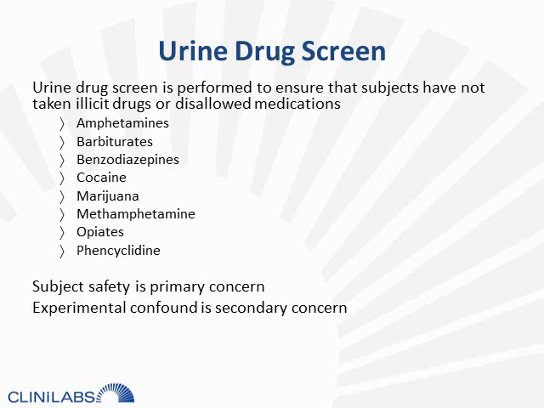For example, cotinine, which is a byproduct of nicotine, can be tested to determine if you're a smoker. Certain levels of antidepressants can be tested if the study is going to exclude anybody who is taking an antidepressant medication. So the urine drug screen is tailored to the study. There are two primary reasons for urine drug screen. One is to protect the safety of the subject.